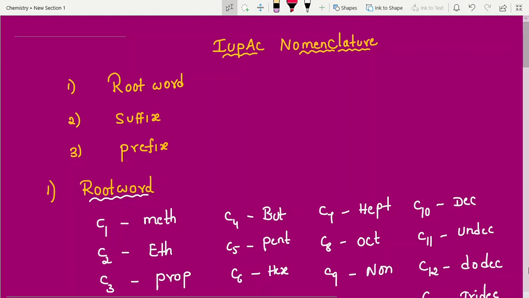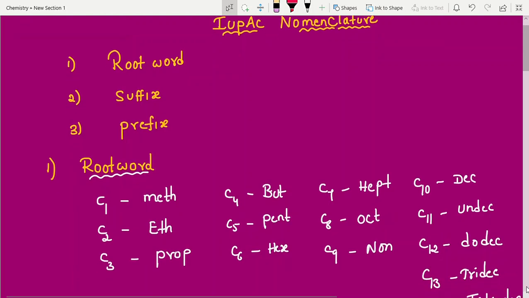we call it meth, two carbons, eth, three, prop, four, but, five, pent, six, hex, seven, hept. In inorganic chemistry, we call it sept; in organic chemistry, hept. C8 oct, C9 non, C10 dec, C11 undec, C12 dodec, C13 tridec. Like this we are giving the root word.